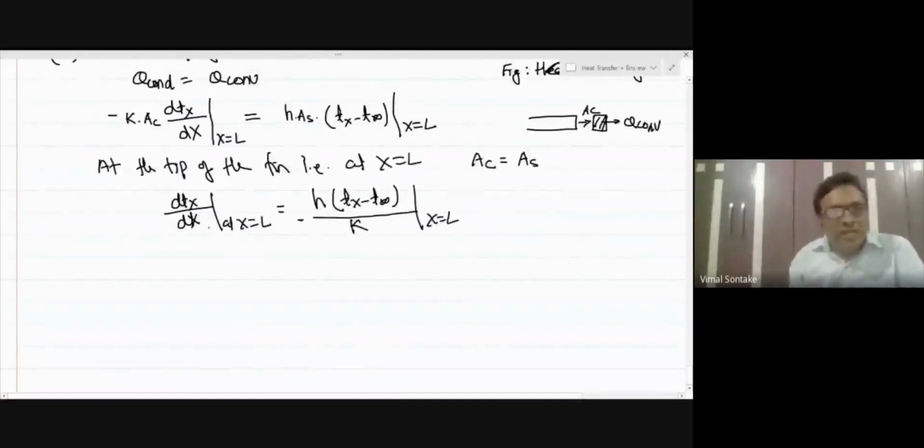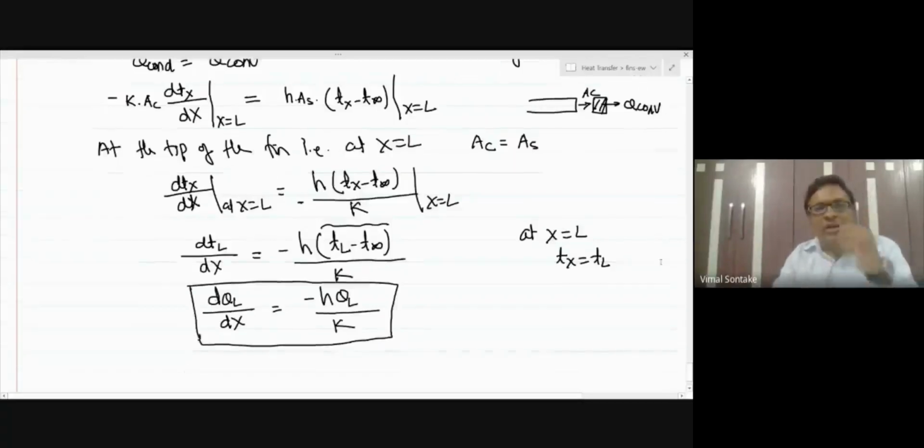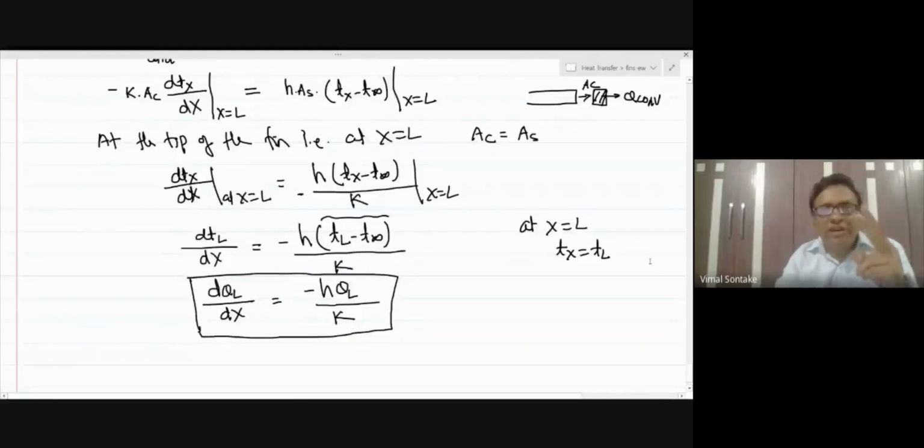Now, if I take into consideration that x equal to L, it will become dT_L/dx, because at x equal to L, T(x) will be T_L. If it is to be calculated, it is minus h (T_L minus T infinity) over k. In terms of excess temperature, this will become d theta_L/dx is equal to minus h theta_L over k. So this is the boundary condition number 2 in terms of excess temperature. In every case, we need two boundary conditions to get the values of constants C1 and C2. Correct?